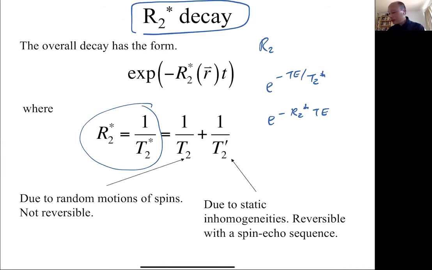And remember, R2 star is always composed of two components. One is the T2 component, which is the random motion of spins, and one is the T2 prime, which is due to static inhomogeneities. In fMRI, we primarily rely on T2 prime. There are some people trying to use the T2 effects, but the effects tend to be much smaller. So by and large, most people focus on the T2 prime effects.